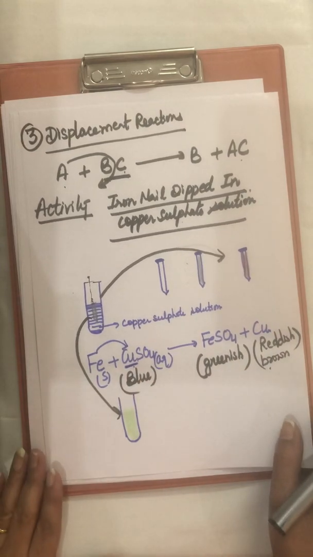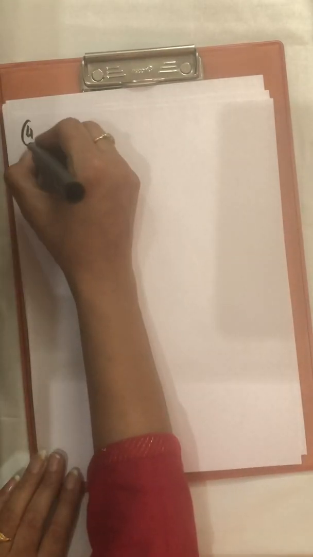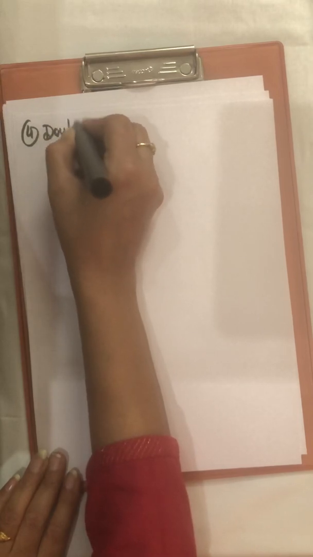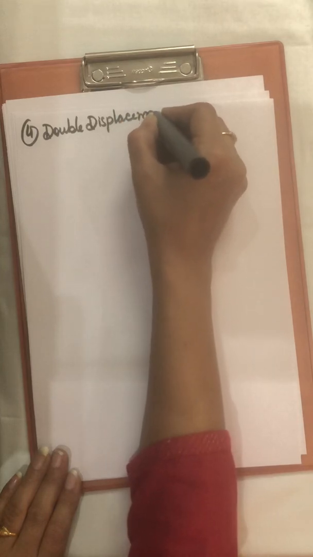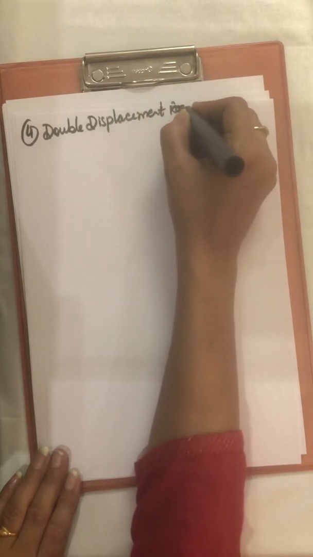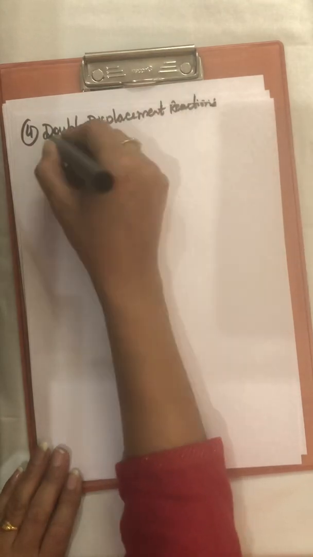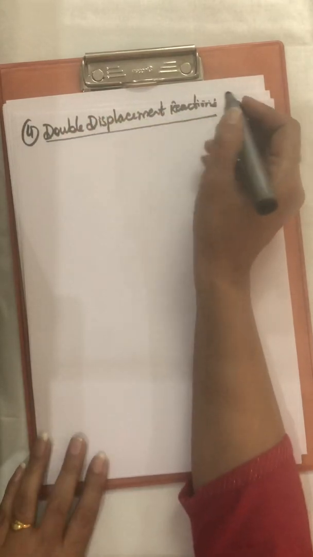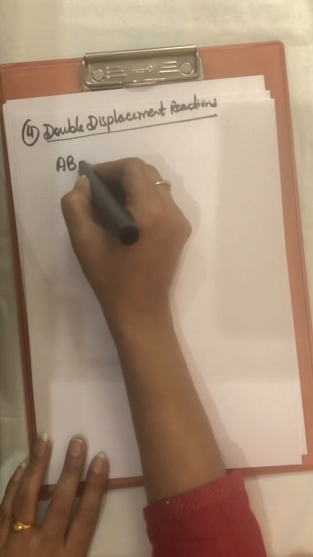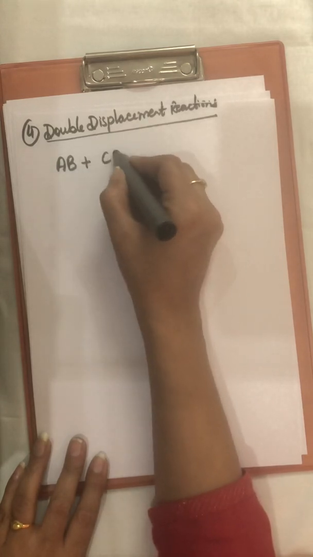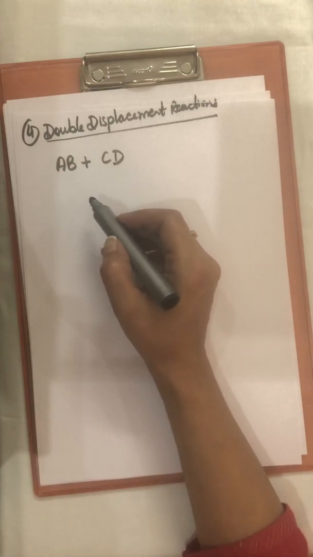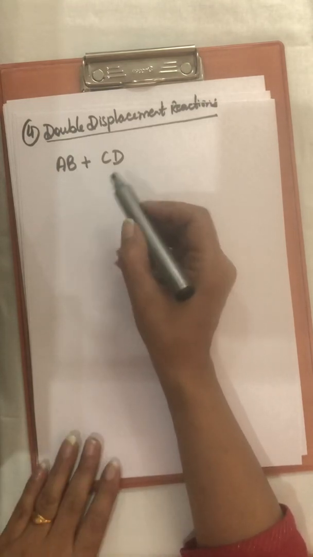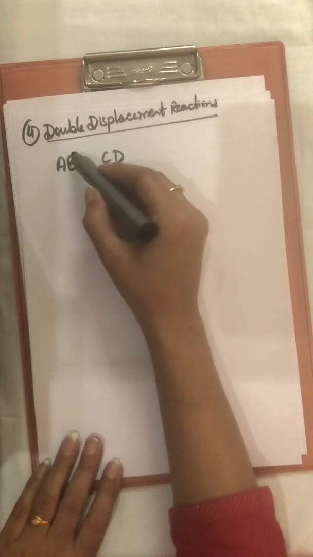After the displacement reactions, moving on to the fourth type of chemical reaction, which is called double displacement reaction. Displacement, but which type of displacement? Double displacement reactions are the reactions in which two compounds react. And how do they react? By exchange of ions to form two new compounds. The ions are exchanged and they are forming two new compounds.